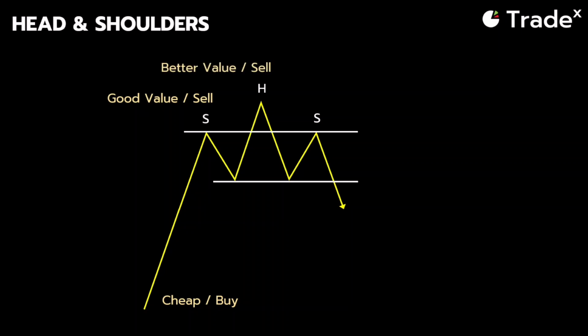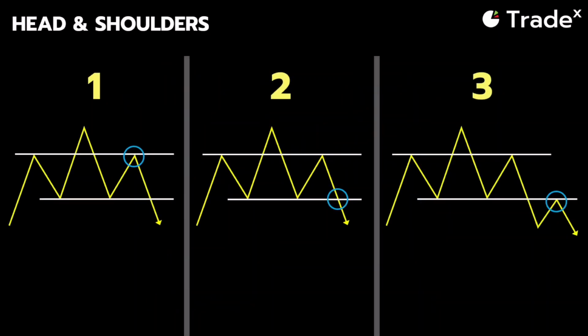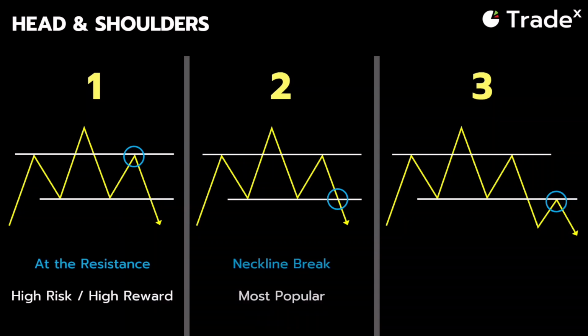After this, buyers attempt one last push, but they fail to reach a new high. At this point, selling pressure intensifies as sellers, fearing further losses, rush to exit their positions. This panic, coupled with short sellers entering the market, drives the price down even faster, leading to a significant downturn. Similar to the triple top pattern, traders may consider entering the trade at these points. Right at the resistance, after the neckline break, or after the pullback and retest.